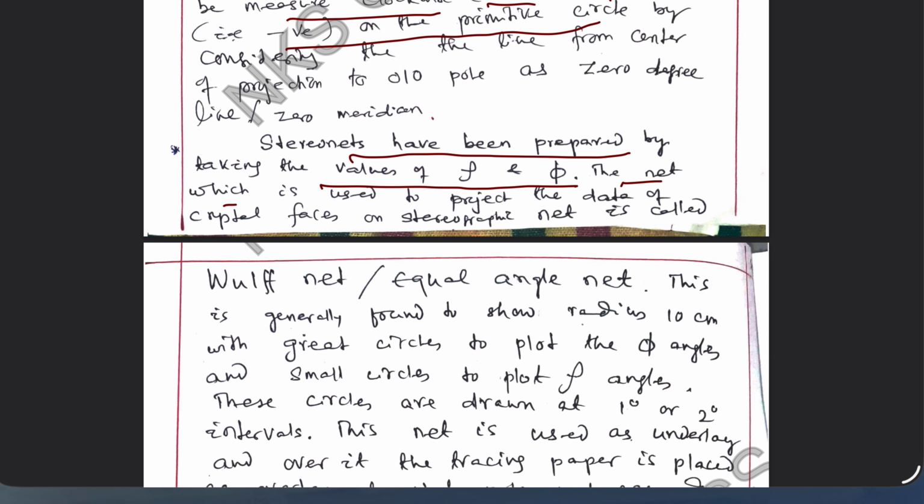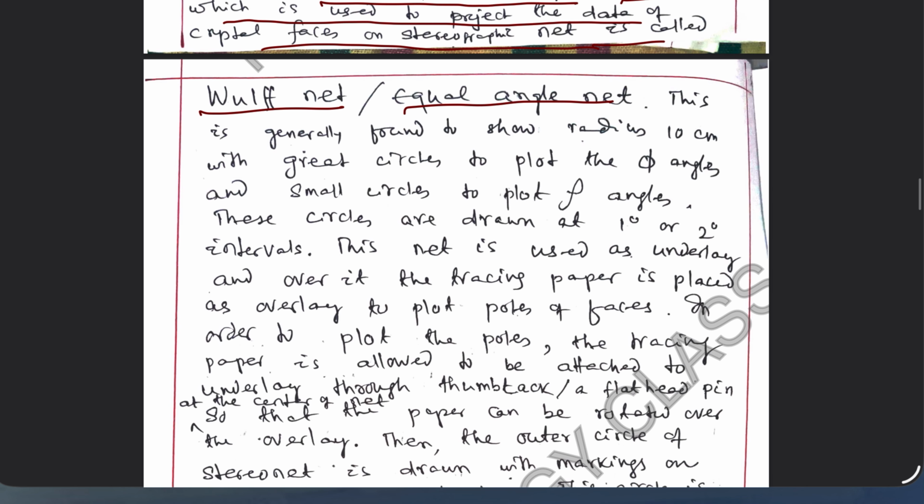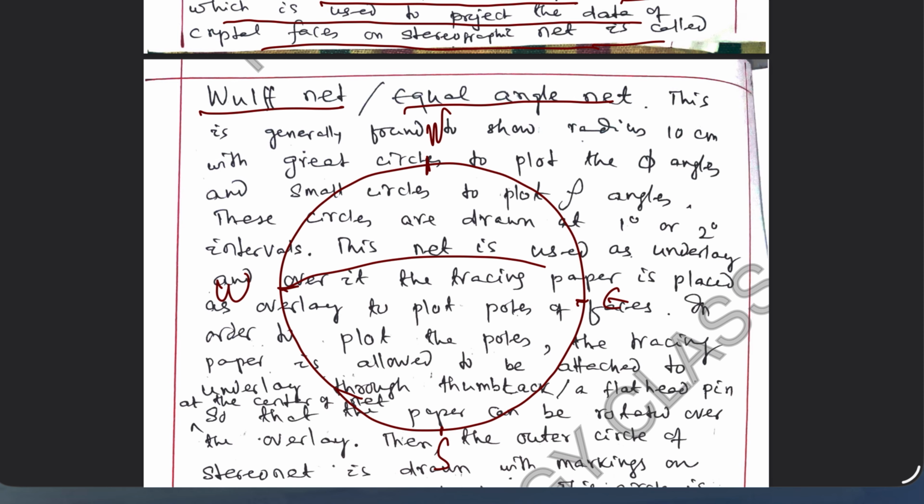The net which is used to project the data of crystal faces in stereographic projection is called the Wolf net, or equal angle net. If we see any Wolf net, it will be like this. It is the equatorial plane. This will be north, south pole. This will be east. This will be west. And we have circles like this, and a straight line like this.